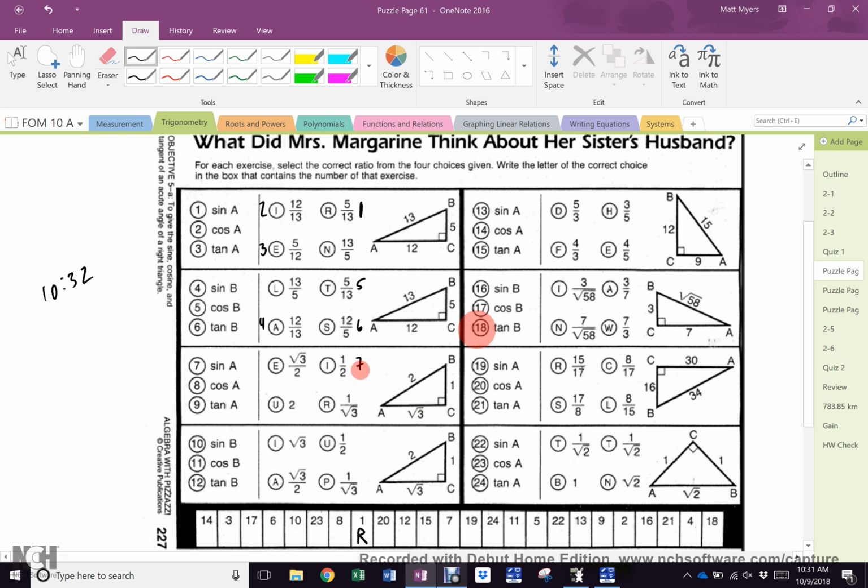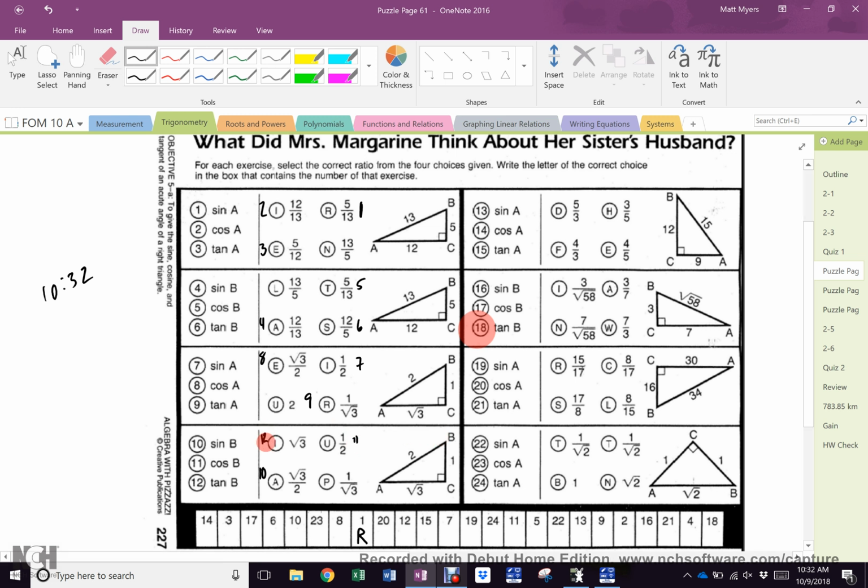What's the sine of A? 1/2, 7. What's the cos of A? Root 3/2. And what's the tan of A? 1/√3, 9. Shift up to B. What is the sine of B? Root 3/2. There's 10. What is the cos of B? 1/2. There's 11. And what is the tan of B? Root 3/1. So that is 12.